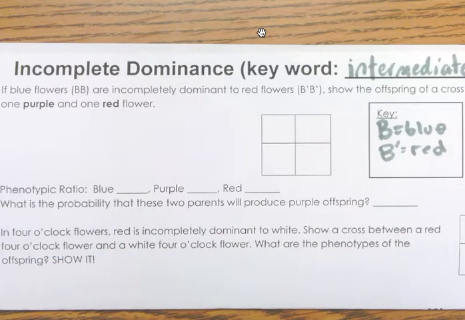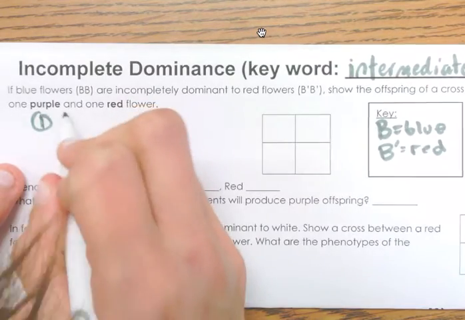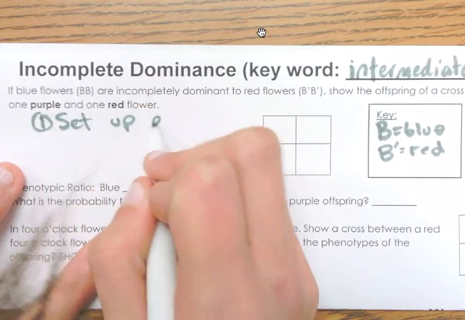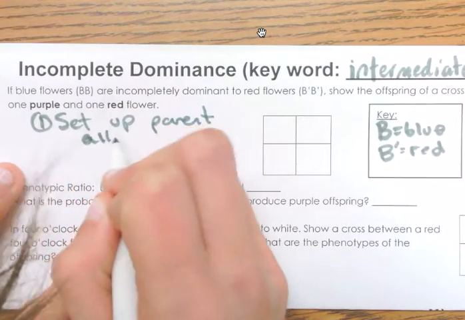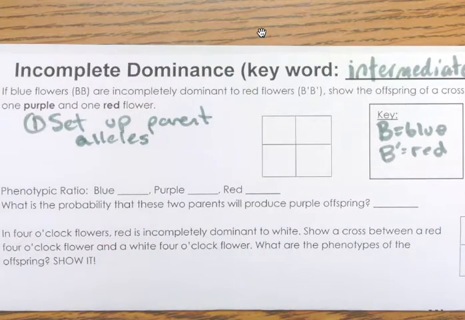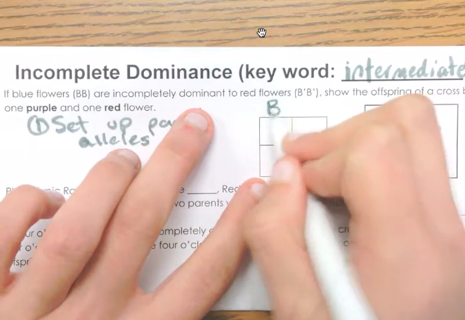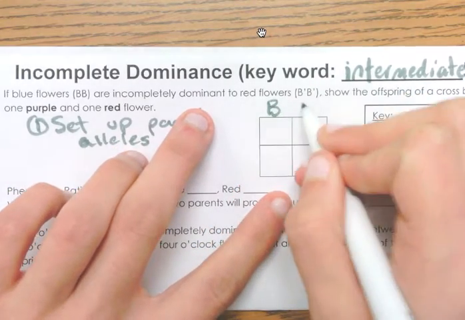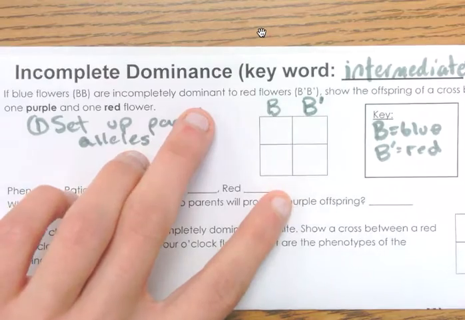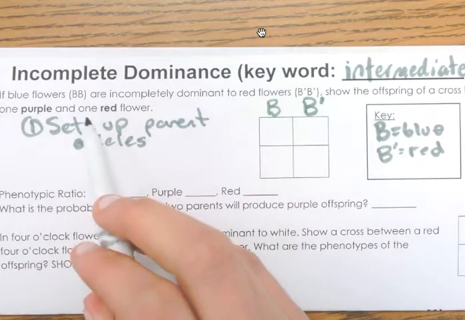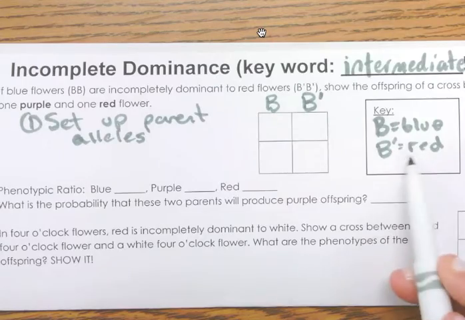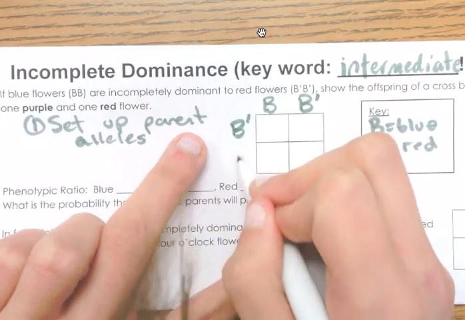Alright, let's set up our Punnett squares. The first thing we do with all our Punnett squares is set up the parent alleles. So we have one purple flower and one red flower. Purple, because I know my color wheel, I know purple is this in-between between blue and red, which means the purple flower must have one allele for blue and one allele for red, which is B prime in this case. The other flower is red, which means they only have alleles that code for red. So B prime and B prime as well.